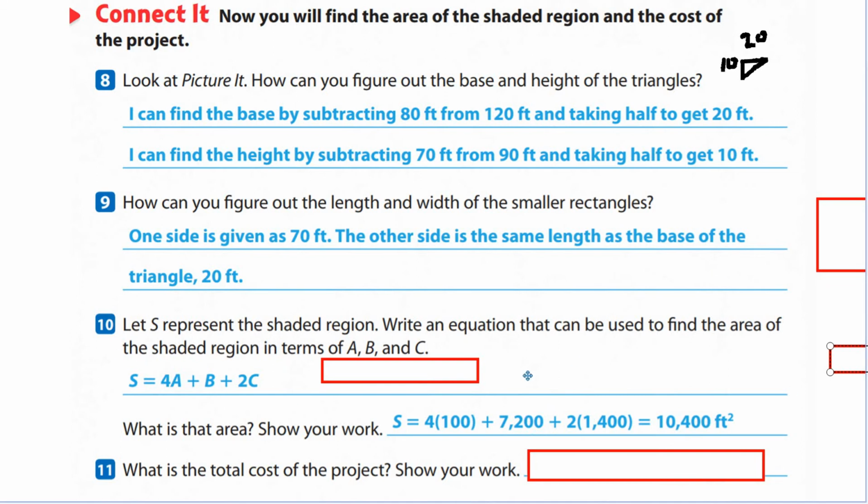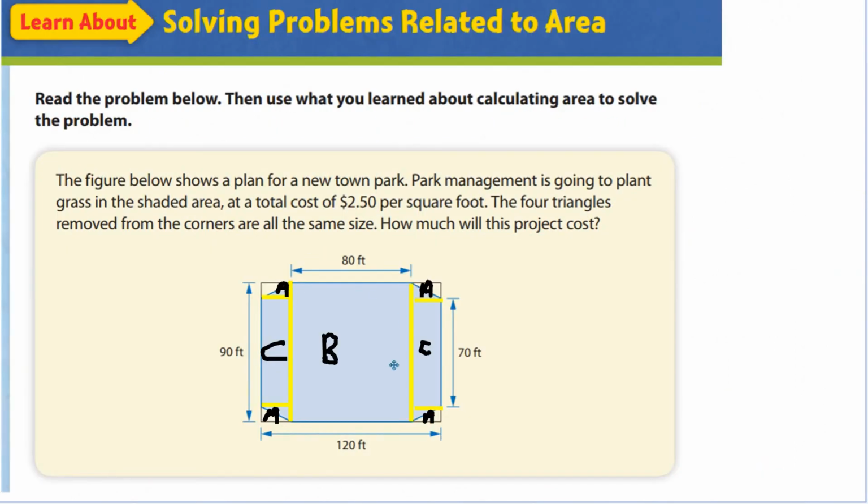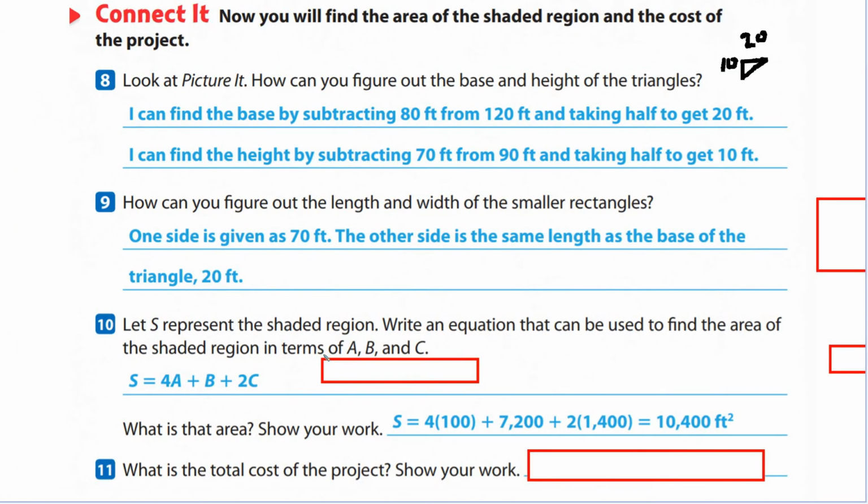For the area in the middle, the rectangle, they got 7200 because it's 80 times 90, right? 80 times 90 is 7200. Okay, and then the last one is 70 times 20. Remember, this is 20. Which will equal 1400 times 2, because there's 2 of them. When you add them all up and you do the math, you get 10,400 feet squared.